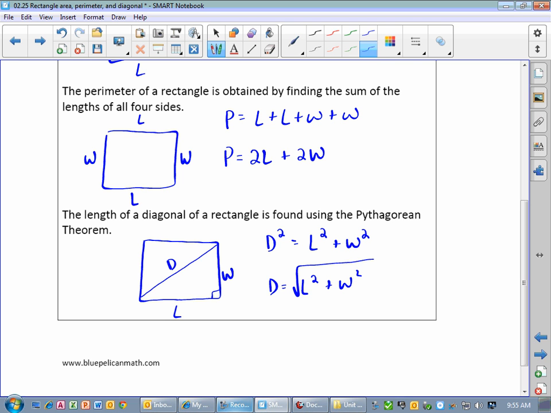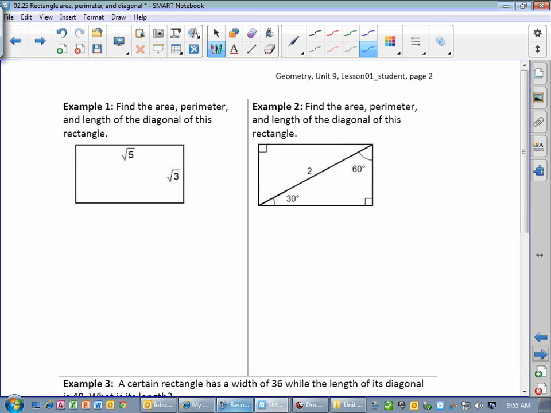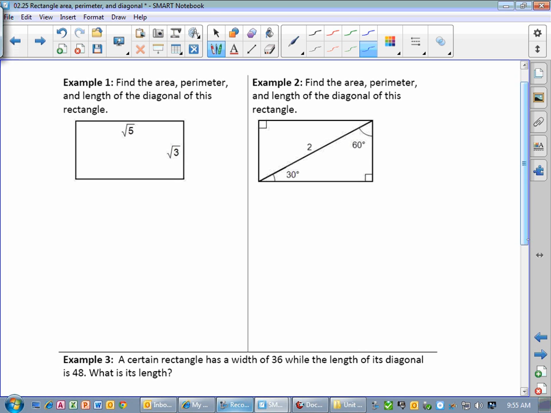All right, so take a look at the first example. Let's find the area, perimeter, and the length of the diagonal of this rectangle. So we've got a length and a width. The area would be the length, which is the square root of 5, times the width, which is the square root of 3.